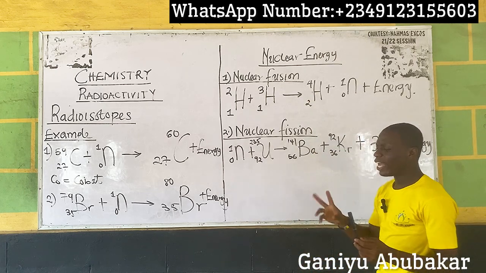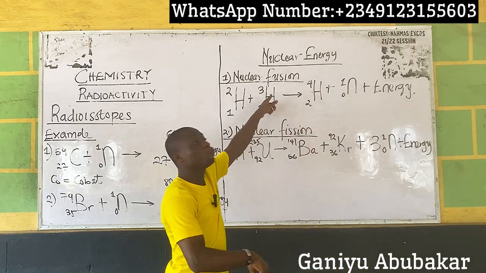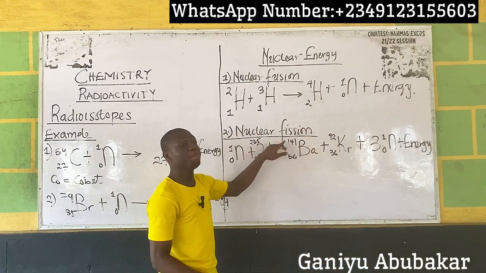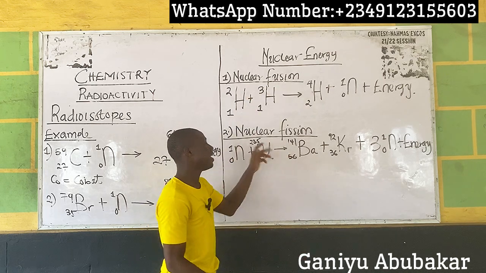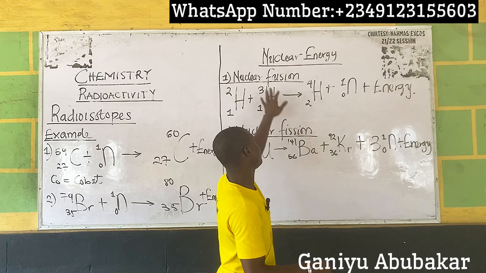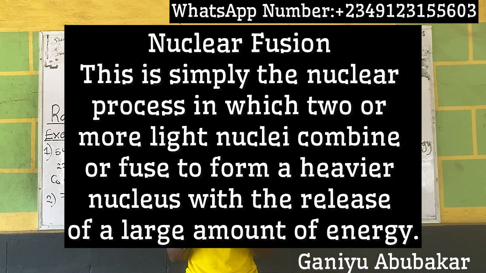Now when it comes to nuclear energy, we're looking at two concepts: nuclear fusion and nuclear fission. So let's explain nuclear fusion and nuclear fission. By definition, let's look at the first one called nuclear fusion. Nuclear fusion is simply a nuclear process in which two or more light nuclei combine or fuse to form a heavy nucleus with the release of a large amount of energy.